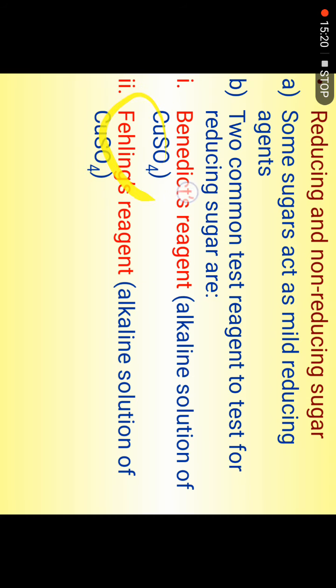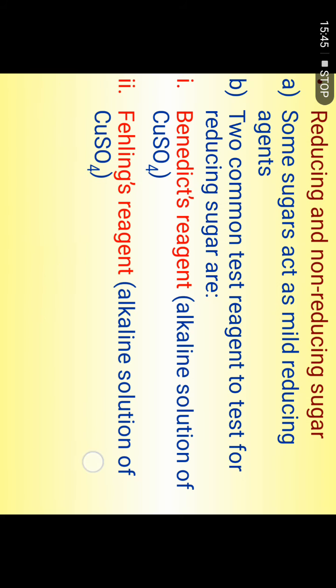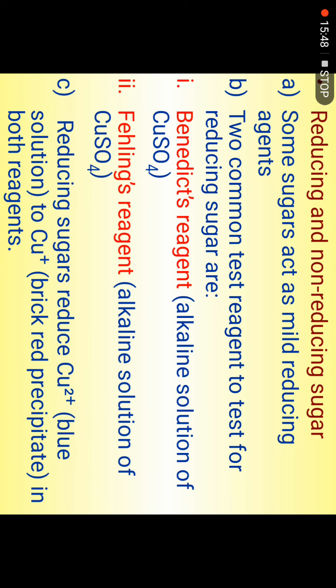If you learn in chemistry, CuSO4, Cu is 2 positive. By adding a reducing sugar to this Benedict reagent, the reducing sugar will change the copper from 2 positive to 1 positive. That's why you will get your brick red precipitate.